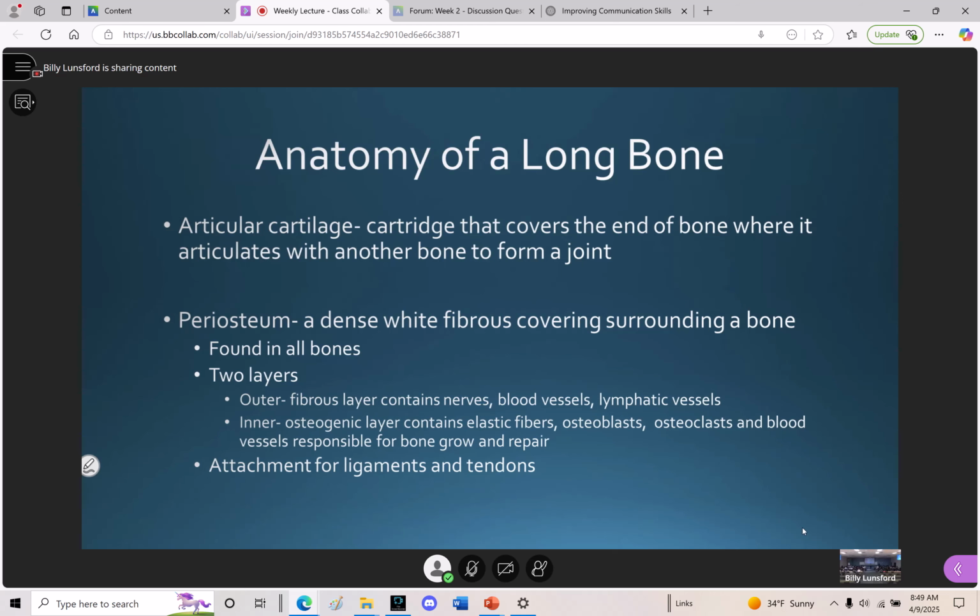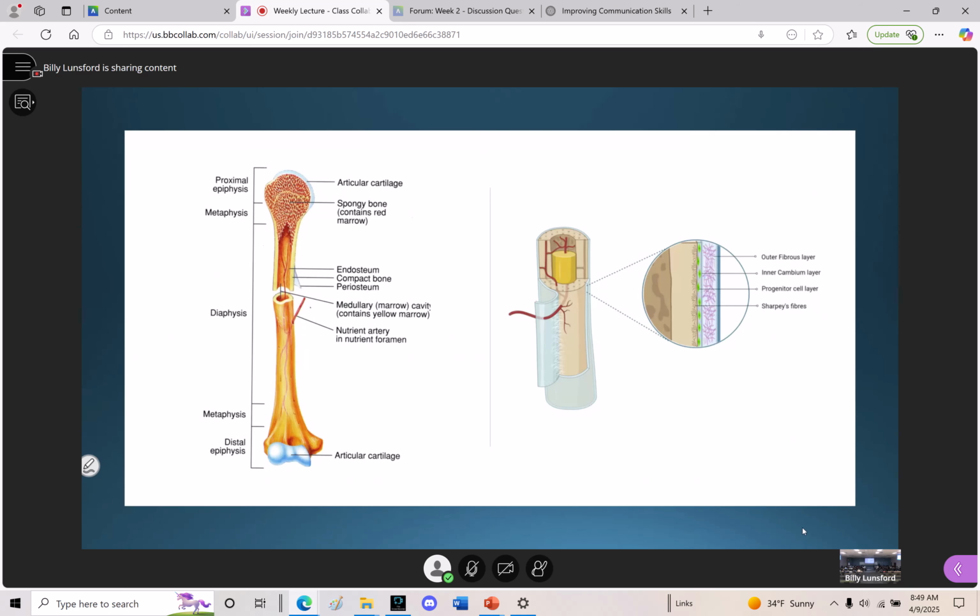And sometimes ABCD will ask questions like that. So choose right answer, or this one's right. Okay, and you have to know which one's the rightest of all the right. Okay? So again, the attachment for ligaments and tendons are happening there in the periosteum.